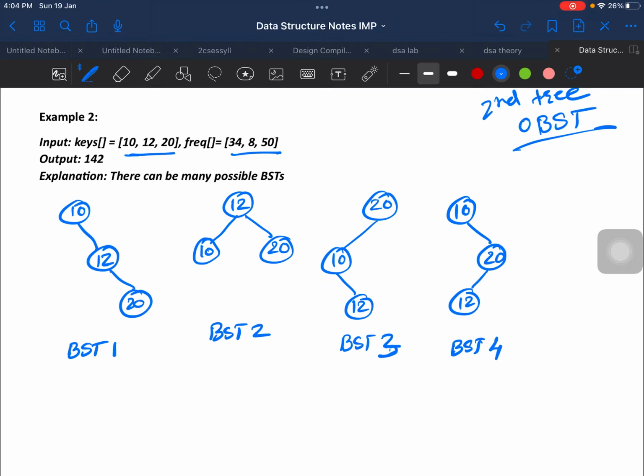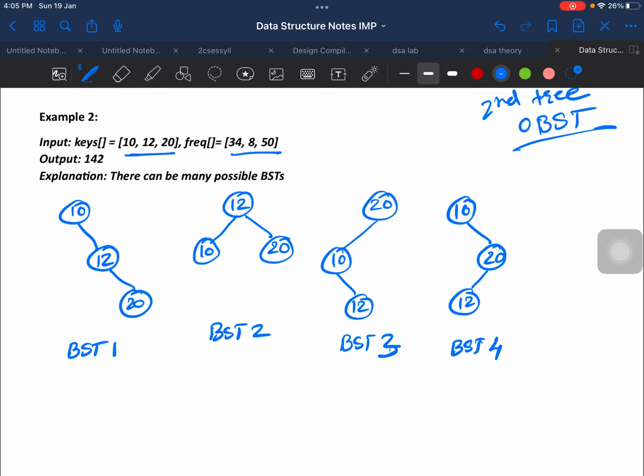Now guys, is there any other BST possible? After 12, if we get 10, then 20, we get the same BST2. Then is there any other BST? After 20, if I get 10, then 12, we already got that.